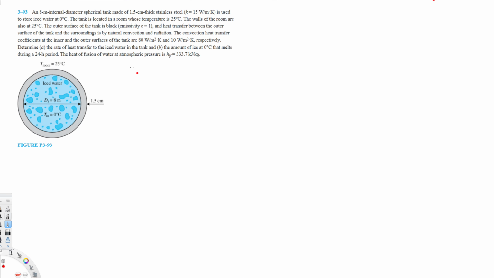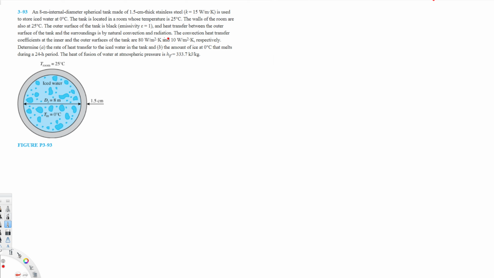Let's do this problem right here. This question is asking: an 8-meter internal diameter spherical tank made of 1.5 centimeter thick stainless steel, and the conductivity of it is given right here, is used to store iced water at 0 degrees Celsius. The tank is located in a room whose temperature is 25 degrees Celsius. The walls of the room are also 25 degrees Celsius. The outer surface of the tank is black and emissivity is given by 1.